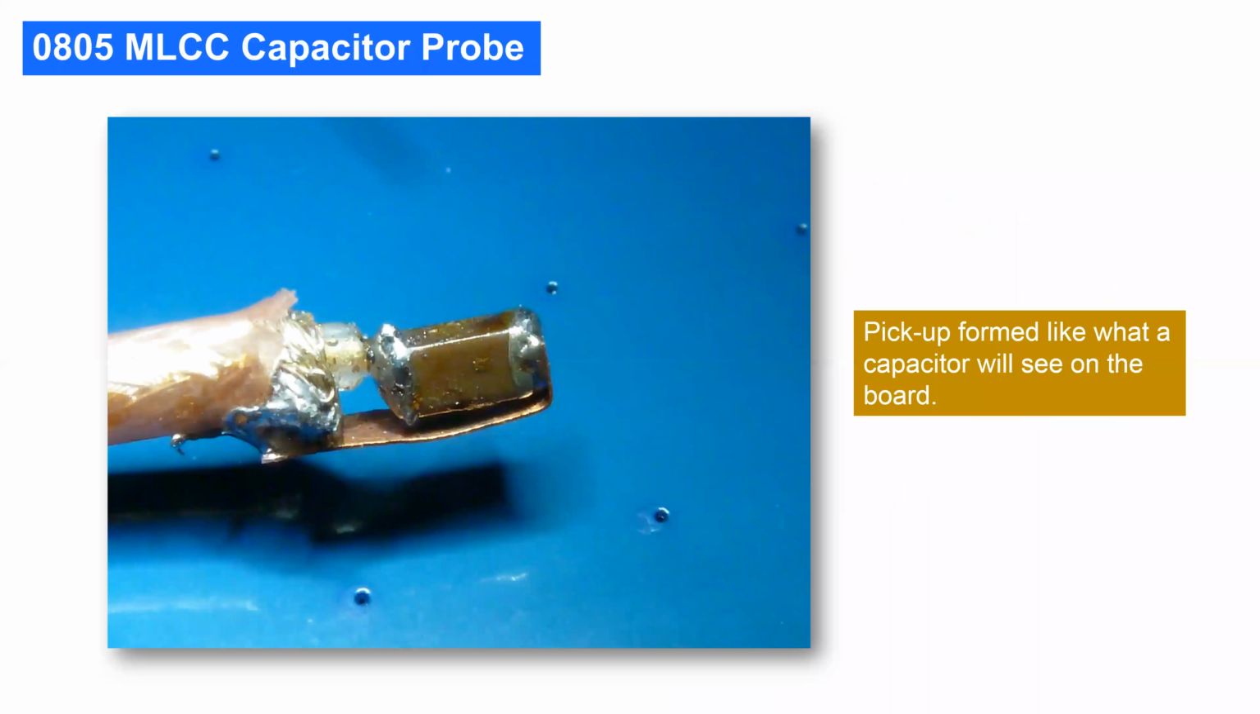To get a realistic picture of what an MLCC capacitor will pick up, I actually made a probe out of an 0805 MLCC capacitor, soldered it to a small RG316 coax cable, and have the ground return from the shield with that small copper wire. So I made a pickup from a capacitor.